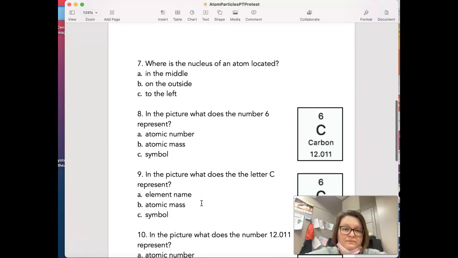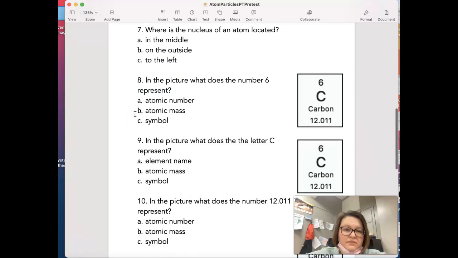Number 7, where is the nucleus of an atom located? A in the middle, B on the outside, C to the left. Number 8, in the picture, what does the number 6 represent? Here is your 6, right here. Is it A, the atomic number, B, the atomic mass, or C, symbol?